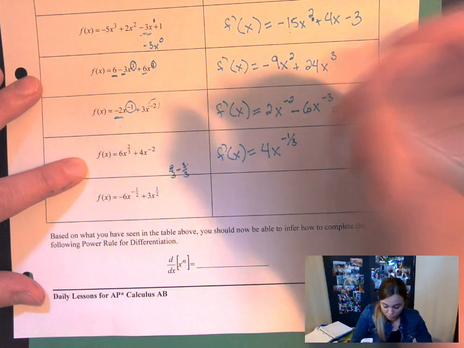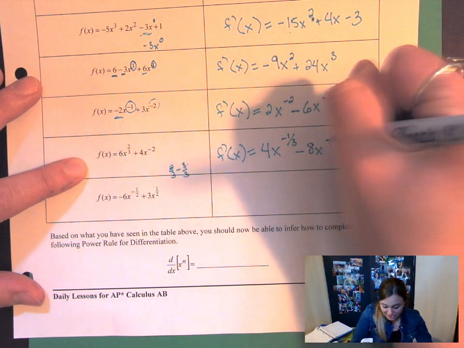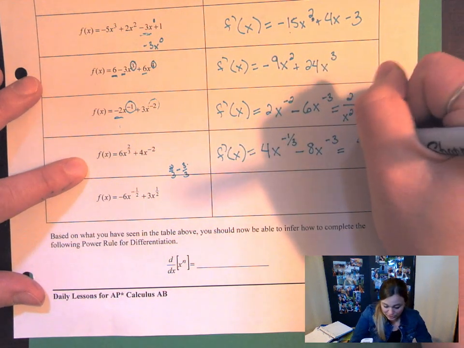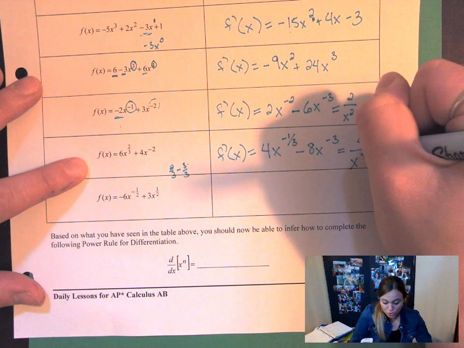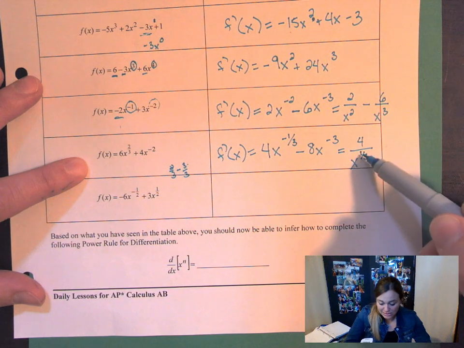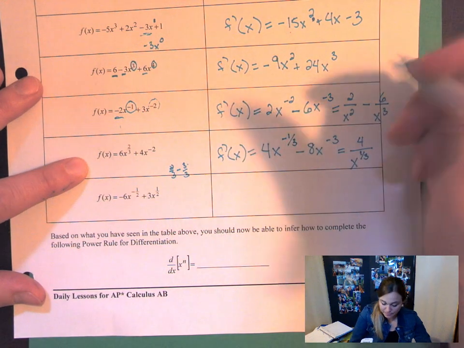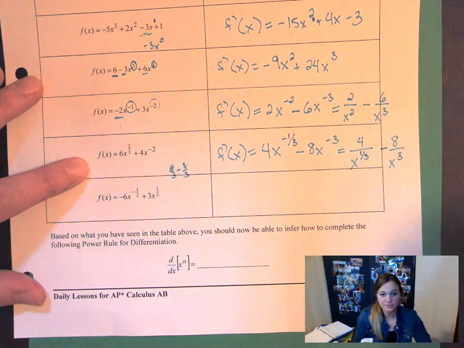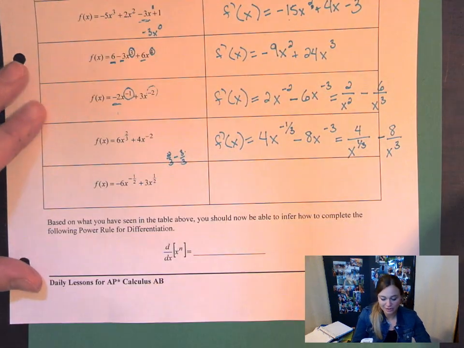Negative 2 times 4 would be negative 8x. Subtract 1 off the exponent. And I would rewrite this right away. So I would say 4x to the 1/3 power, or you could say the cubed root of x. It means the same thing. This is always saying what power I'm taking x to. This is what root. So this is the third root of x, minus 8 over x to the third power. So get in the habit of rewriting this.